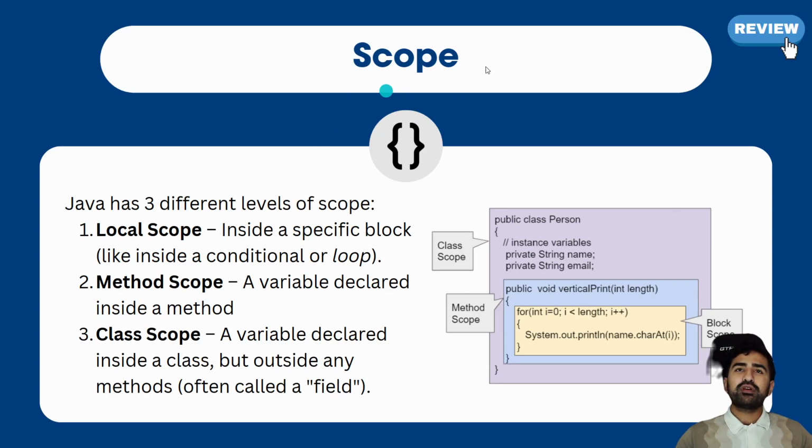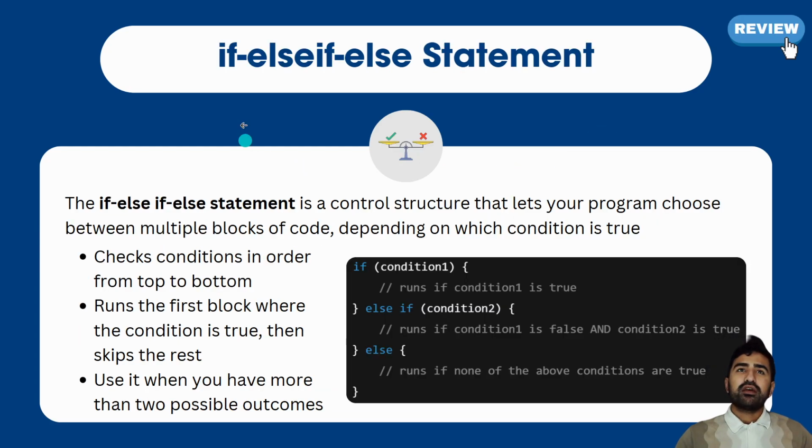Remember scope. Scope is where you're able to use a variable, right? So wherever you declared that variable, that's the scope of that variable. With methods, scope's going to be a little bit more complex. We're going to have a little bit more control over the scope of methods. But as far as variables go, wherever it was declared, right, those brackets, that block, that's where you can use it. The if, else if, else statement, so it's a control structure.